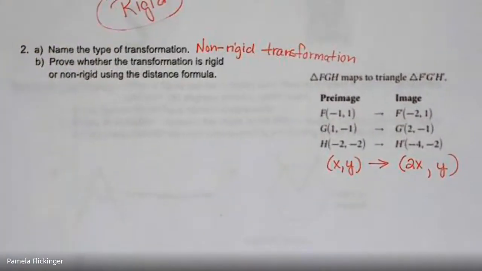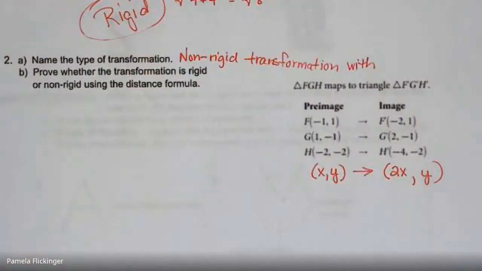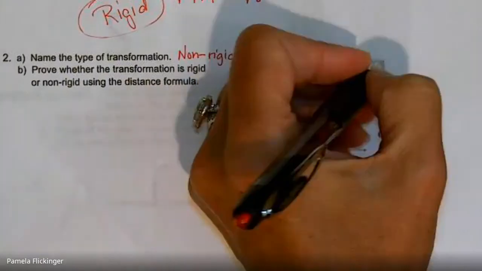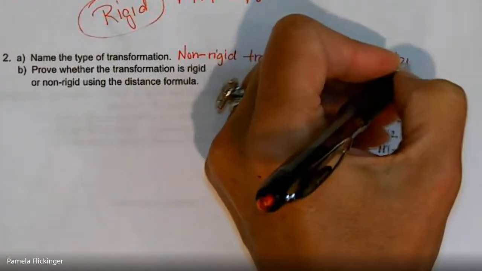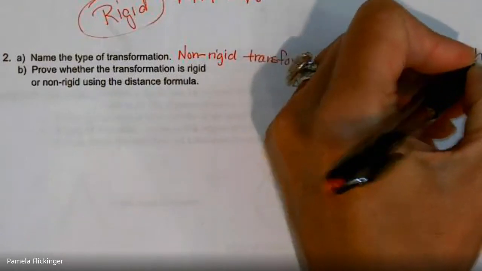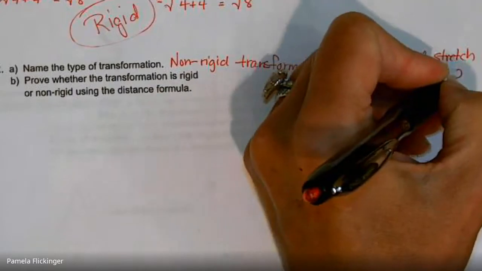But now you can explain to me what kind of stretch. Is it horizontal or is it vertical? And since it's the x that's being multiplied, this is a horizontal stretch of factor 2.